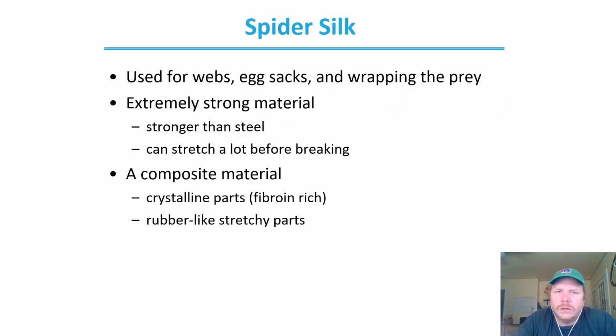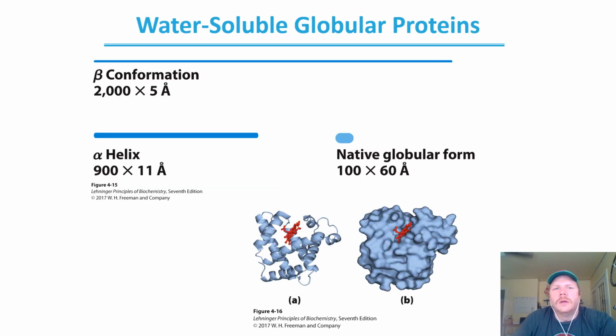Spider silk is used for webs, egg sacs, and wrapping their prey. It's an extremely strong material, stronger than steel, and can stretch a lot before it actually breaks. If you've ever walked through a spider web, you know that it can seemingly stretch and go on and on. It's got a bunch of fibroin proteins in its crystalline parts, so fibroin rich, as well as some rubber-like stretchy parts to it.